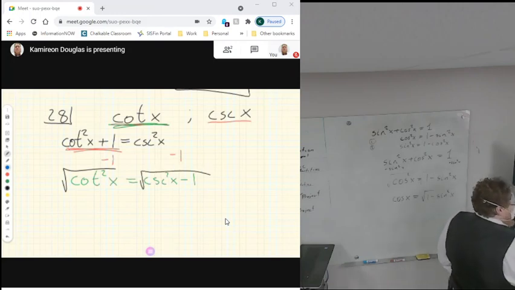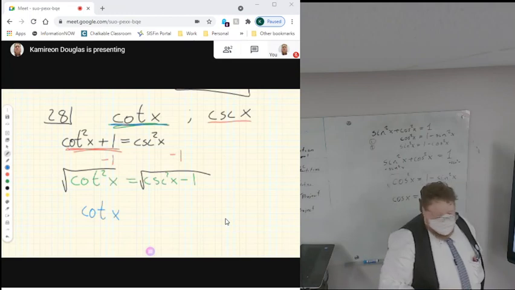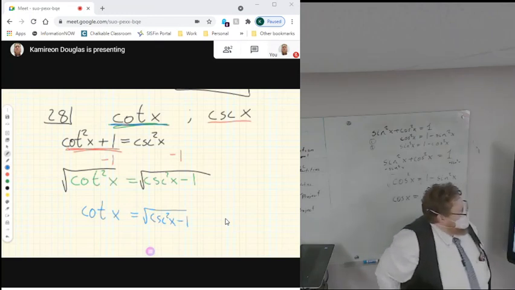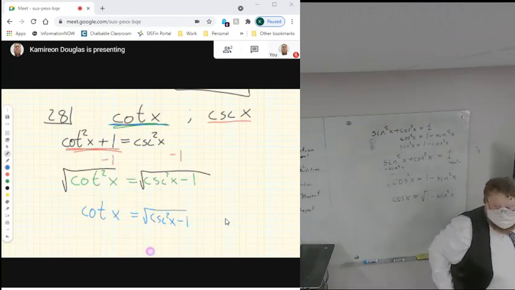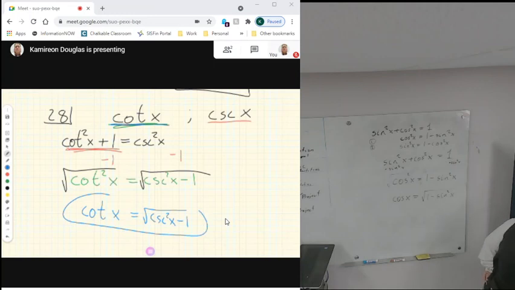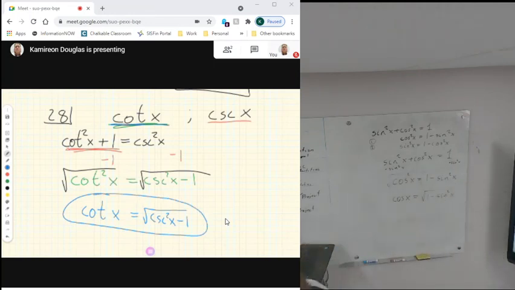On the left-hand side, I get cotangent of x. Notice I want to start with just cotangent of x. And what does it equal? The square root of cosecant of 6 minus 1. Notice I have a function that relates just cotangent to something involving cosecant. This is my solution.